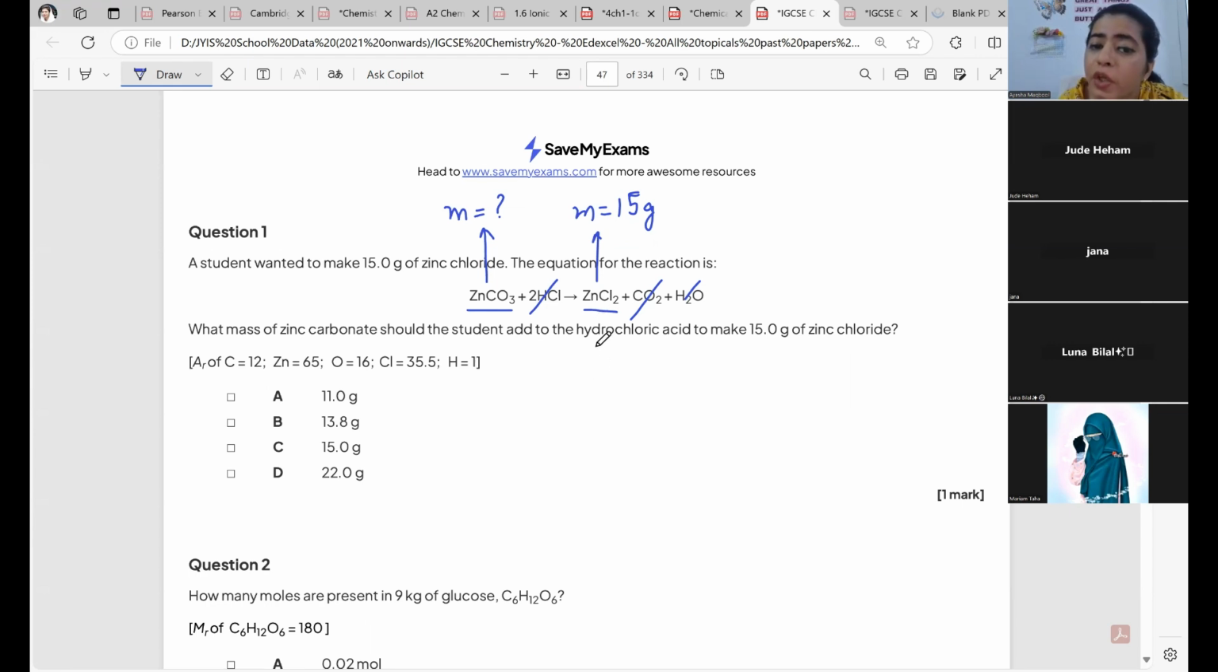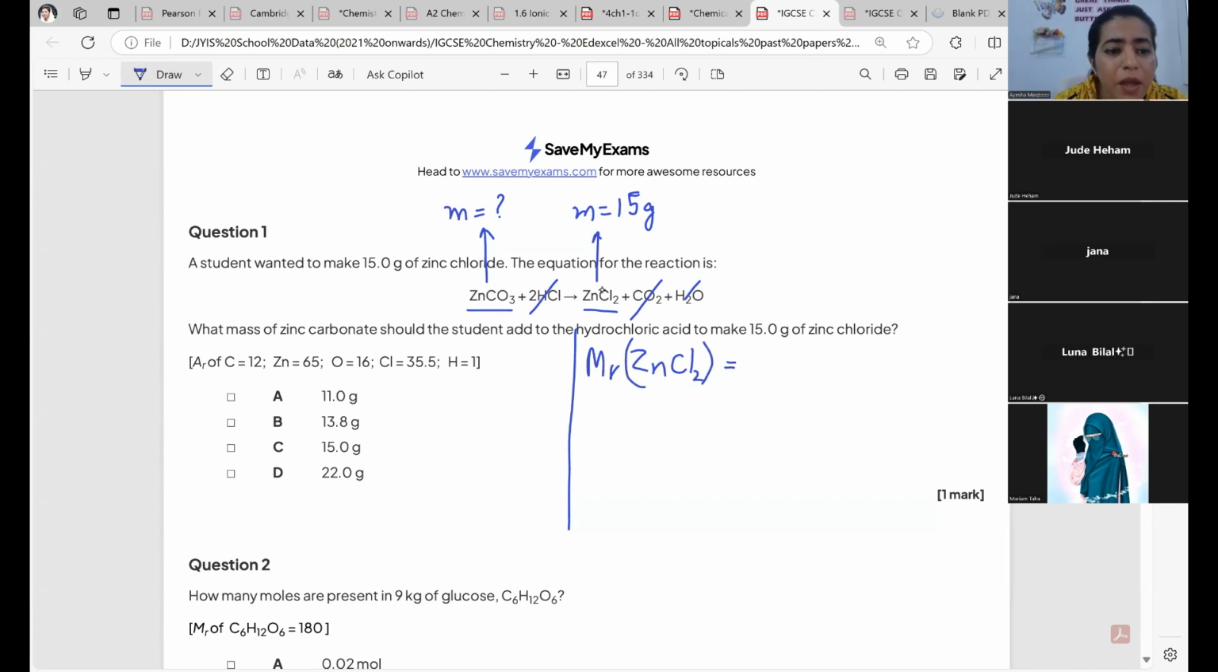We can easily find the moles of this ZnCl2 first of all, and use the moles over here. It will be the same because 1:1. Then use these moles and find the mass. So you can divide this into two parts. Let's find the moles of ZnCl2. What is the formula of the mole? Moles equal mass divided by molecular mass. So we need the molecular mass of ZnCl2. Quickly calculate the MR of ZnCl2.